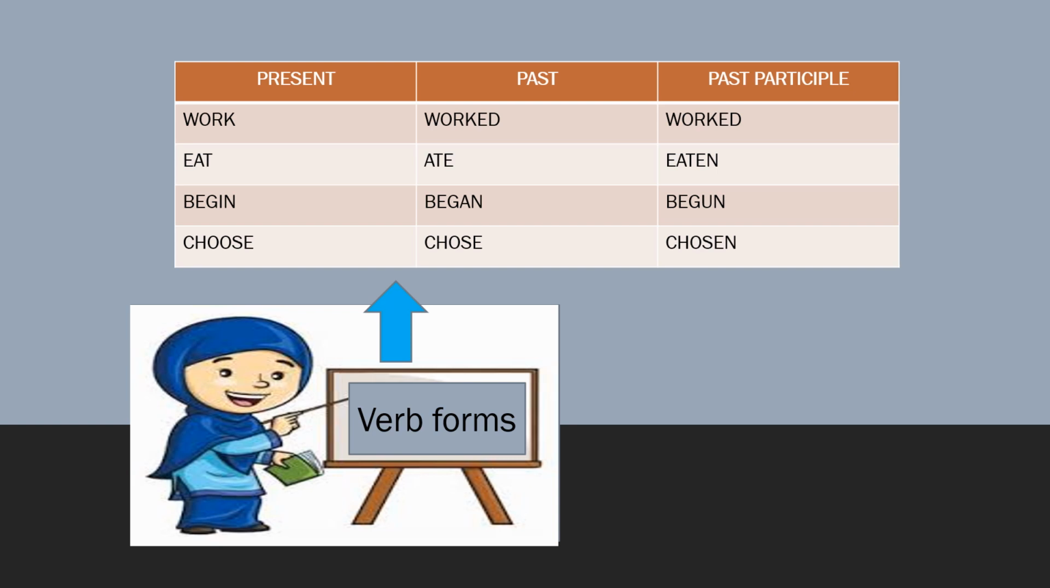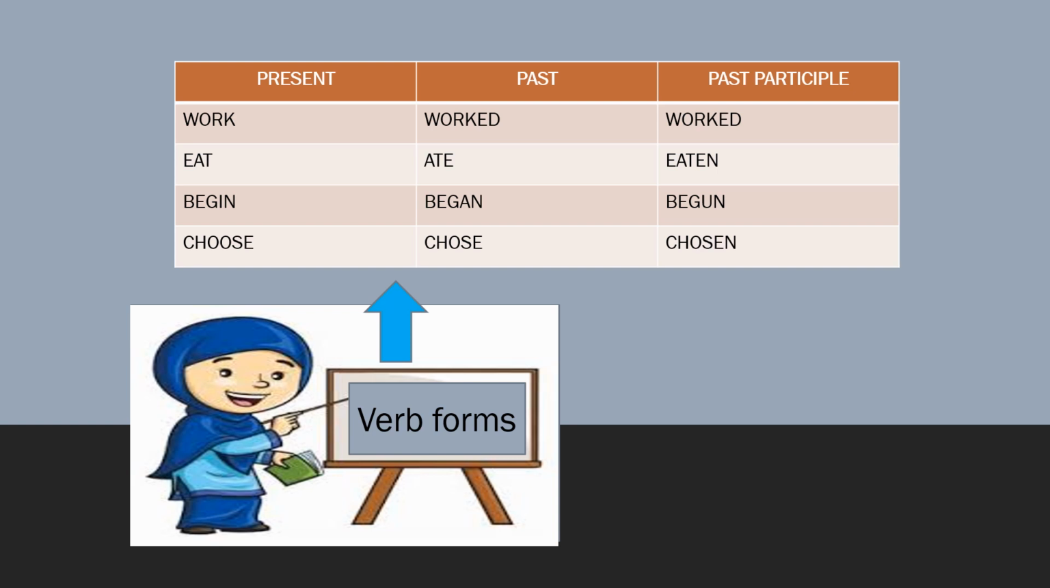But for the word eat, the past tense of eat is ate, and the past participle is eaten. The same goes for begin. The past tense of begin is began, and the past participle of begin is begun. The last example here, for the verb choose, the past tense is chose, and the past participle is chosen. So the list goes on.